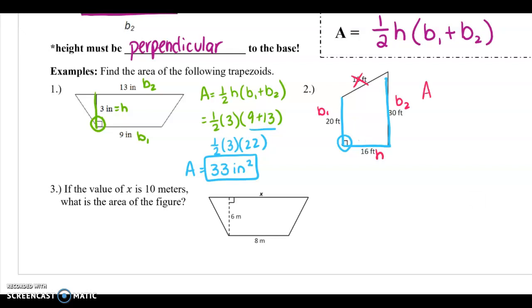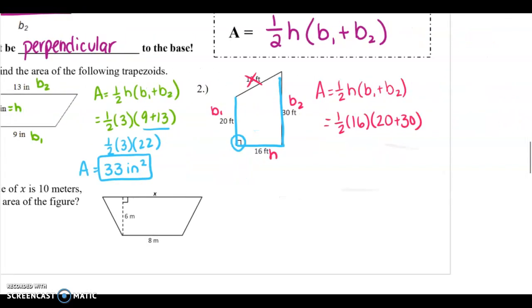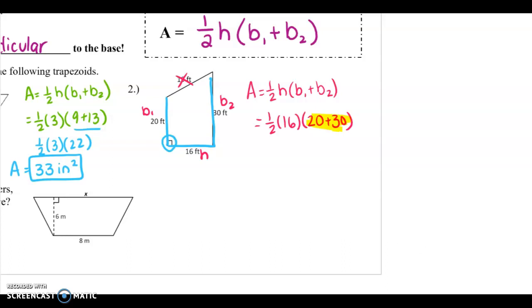So my area is 1/2 times my height times base 1 plus base 2. So 1/2 times 16 and then 20 plus 30. The first thing I'm going to do is the 20 plus 30 part right here. So 20 plus 30 is 50. And I'm going to multiply that by 16 and then multiply that by 1/2. So 0.5 times 16 times 50 gives me 400. So my area is 400 feet squared.